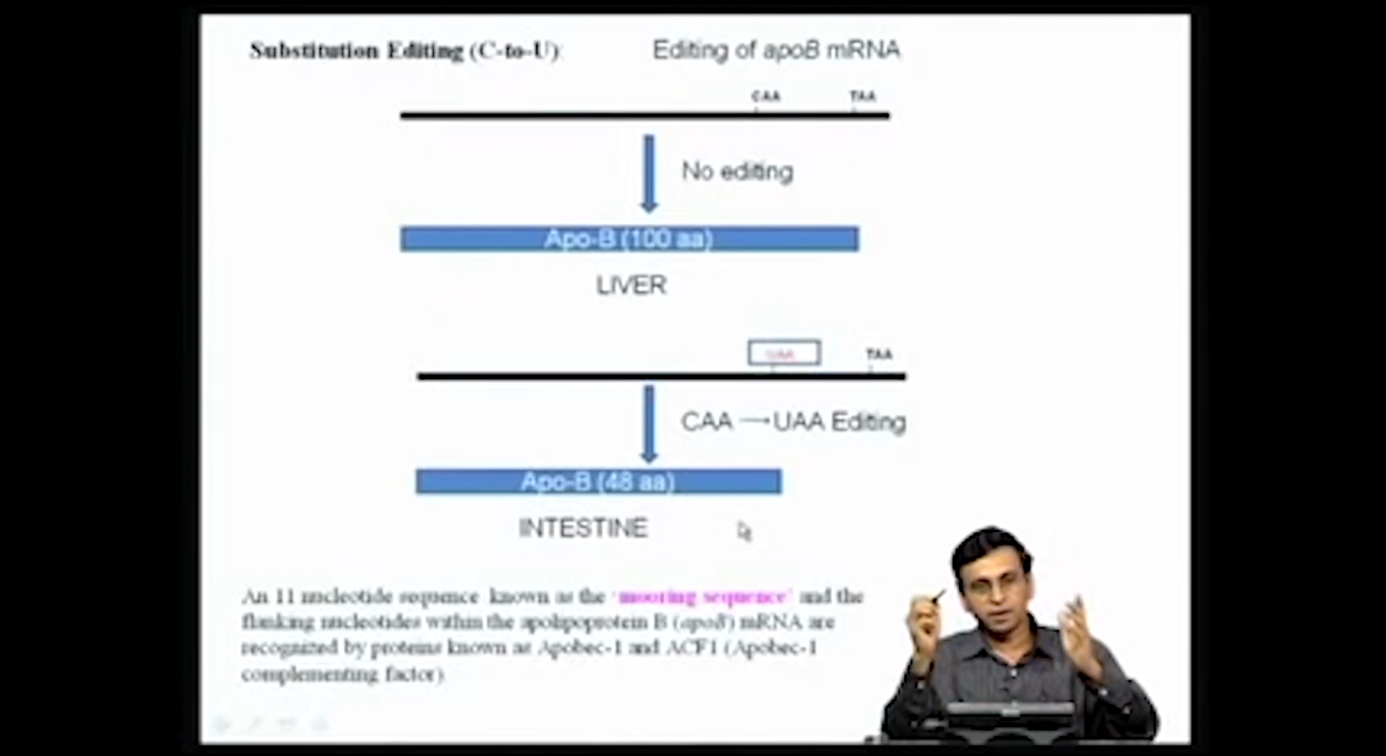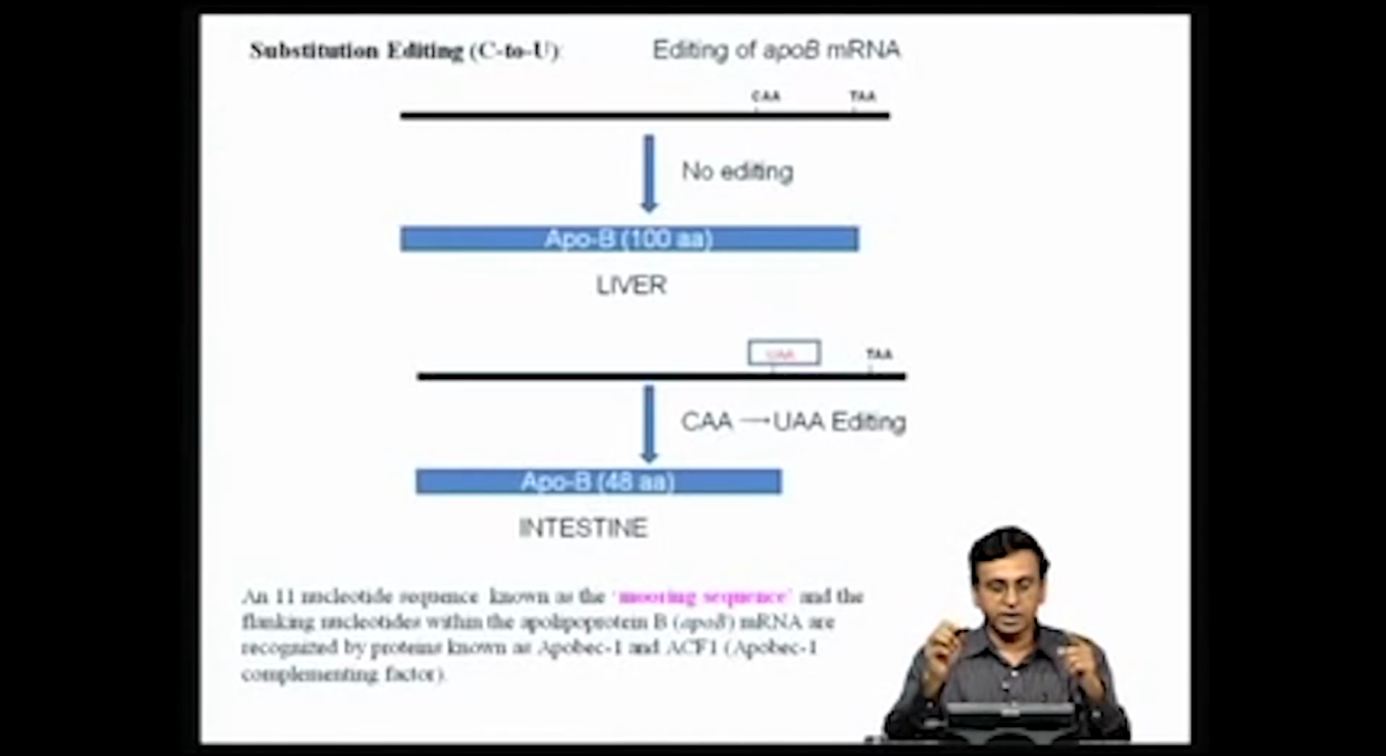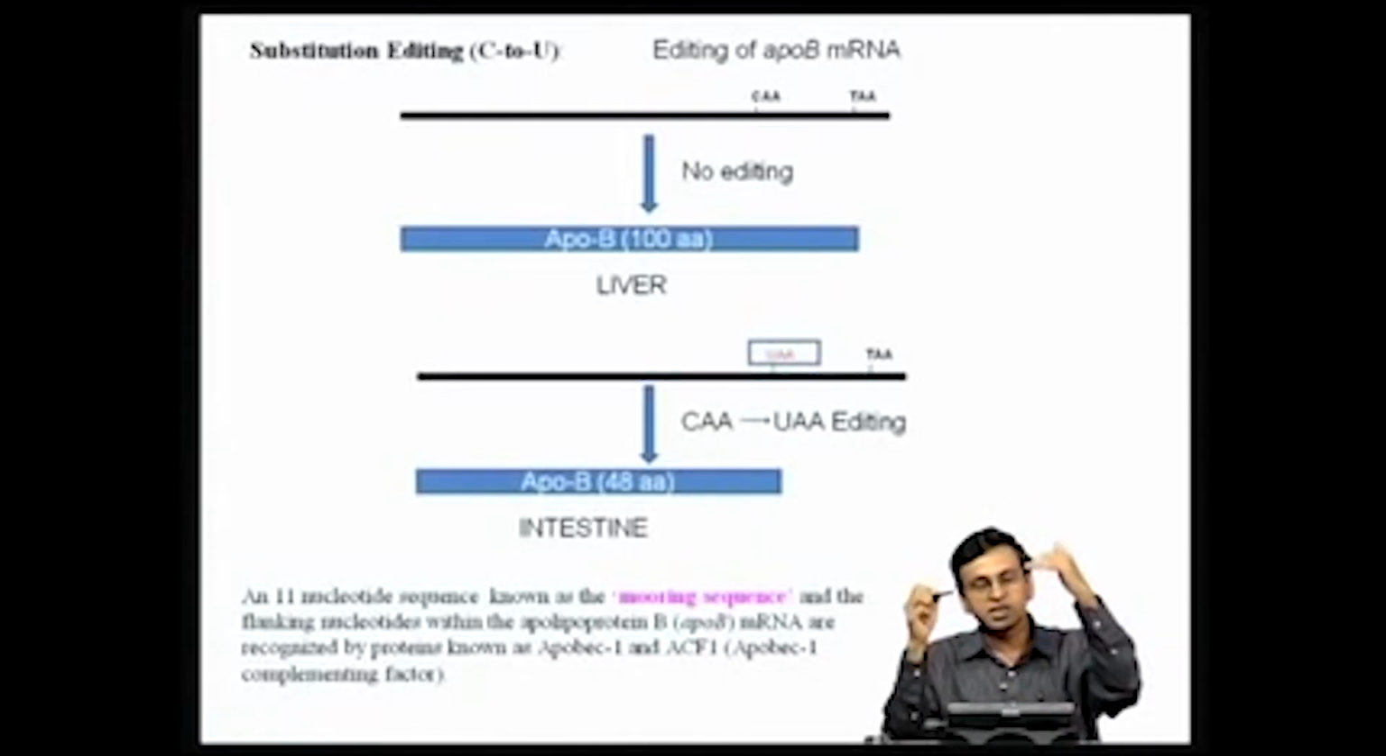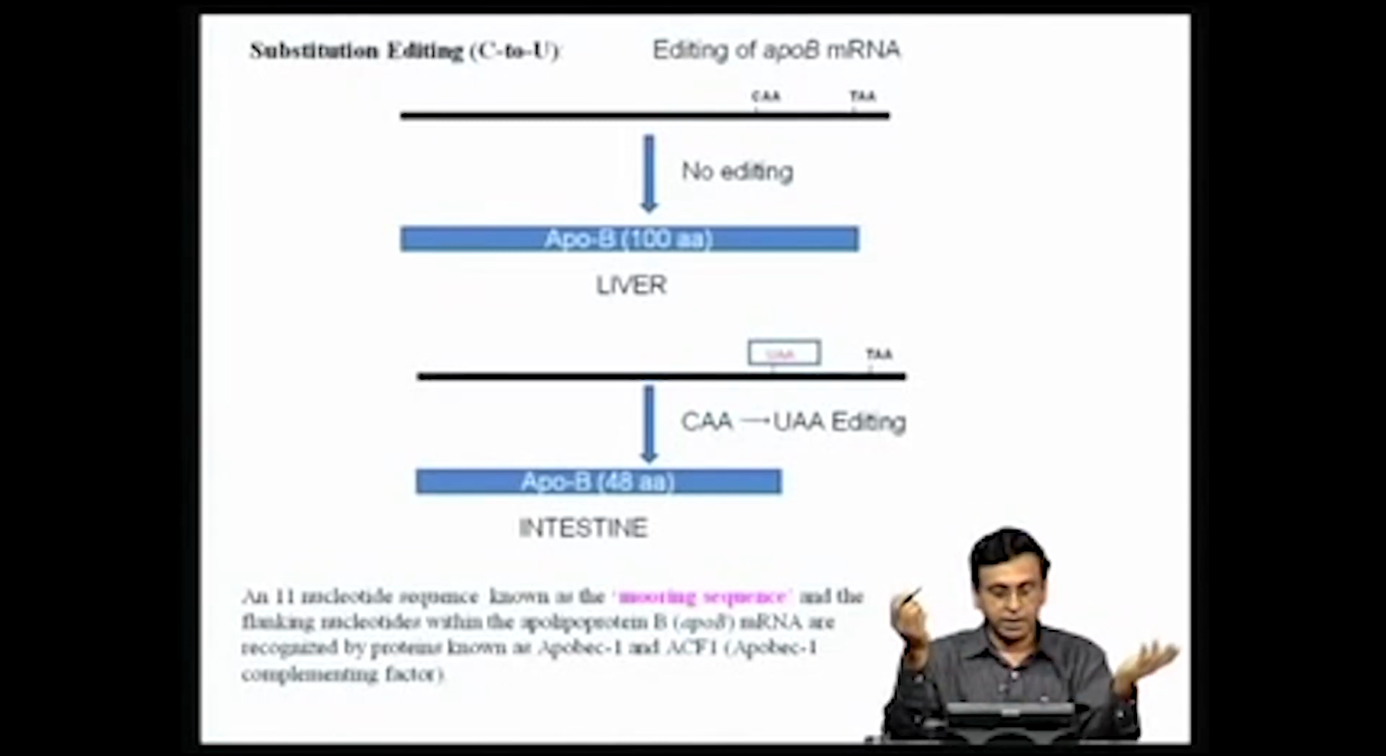So you can see the gene is the same whether it is a liver or intestine, but the messenger RNA, if this does not undergo RNA editing, generates an apoprotein of 100 amino acids, whereas in another tissue, because the RNA undergoes editing, it generates a protein of just half the size. So you can see how from a single gene you can generate two different proteins by an RNA editing mechanism.